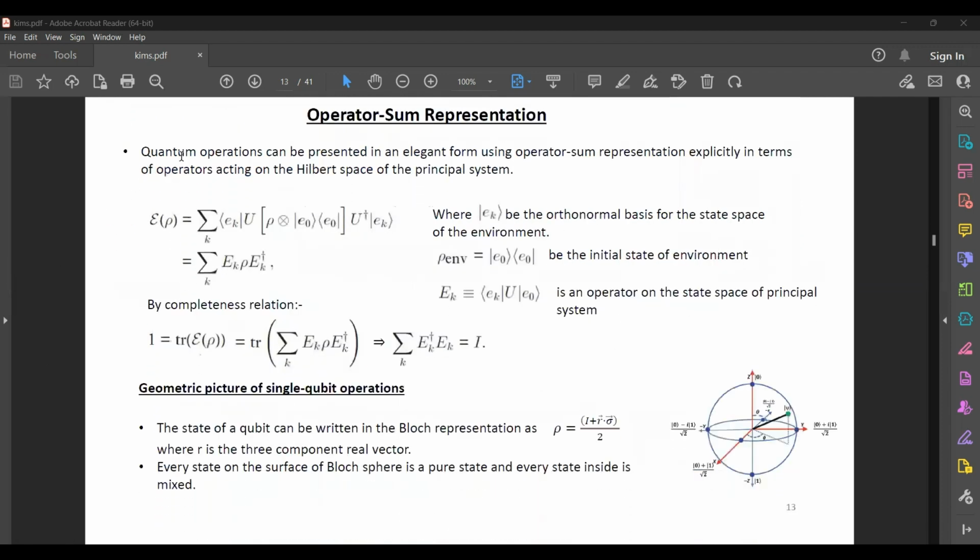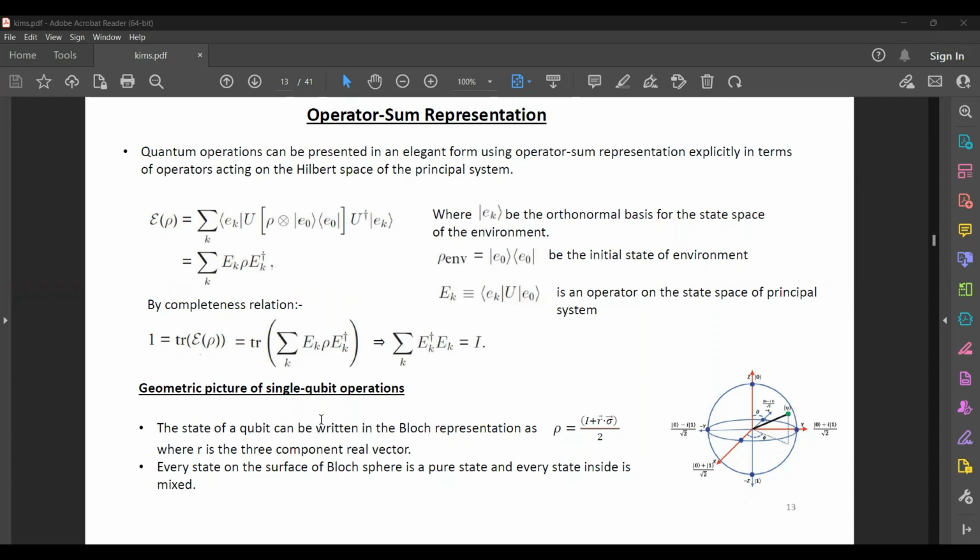This is the calculation I have just shown. For tracing, I have taken the orthonormal basis of the environment, then I did a sum over that orthonormal basis. And E0, bra E0, is the initial state of the environment. Finally, epsilon of rho looks like this: summation over k, E_k rho E_k dagger, where E_k are the Kraus operators. These E_k are operators acting on the principal system alone, and they take into account the interaction of the environment. We'll be needing this in the next slide, so that's why this form, E_k rho E_k dagger, is important.